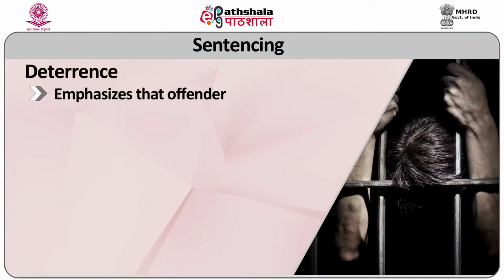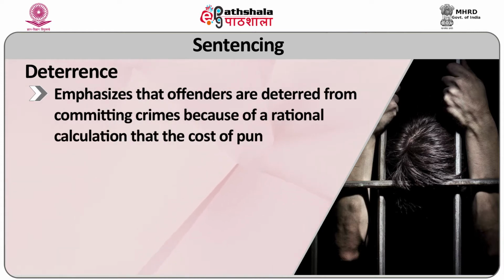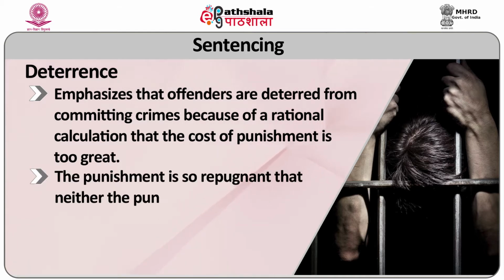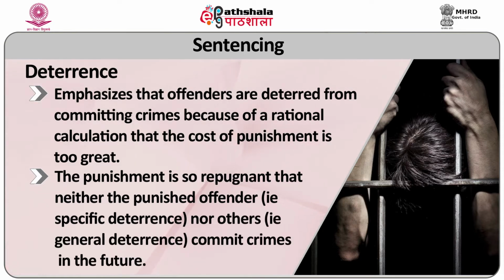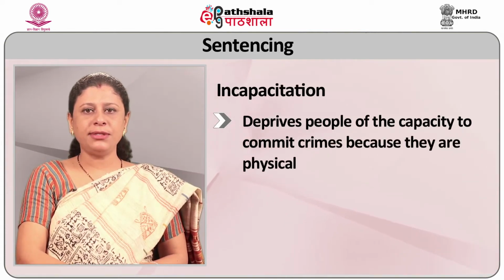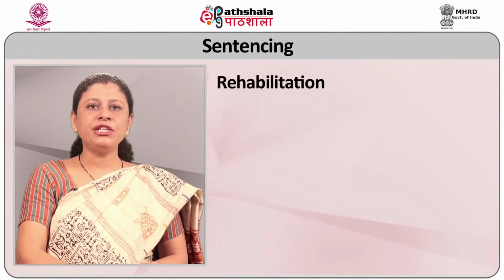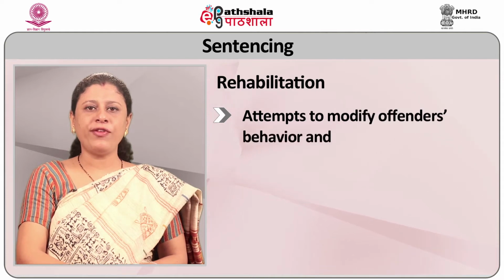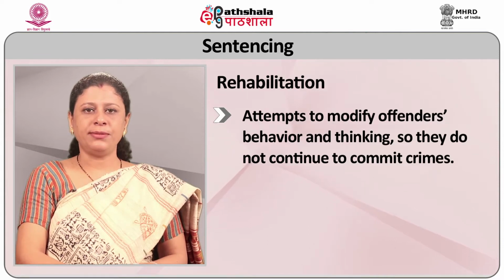Deterrence emphasizes that offenders are deterred from committing crimes because of a rational calculation that the cost of punishment is too great. The punishment is so repugnant that neither the punished offender nor others commit crimes in the future. Incapacitation deprives people of the capacity to commit crimes because they are physically detained in prison. Rehabilitation, on the other hand, attempts to modify offenders' behavior and thinking so they do not continue to commit crimes.